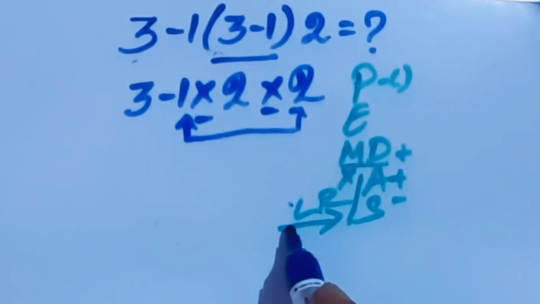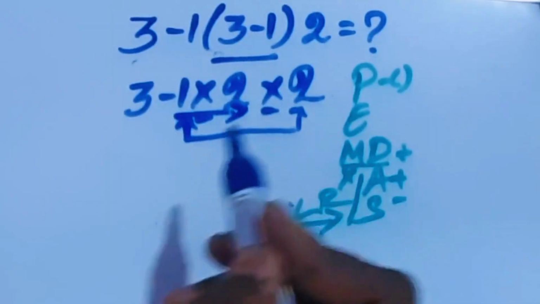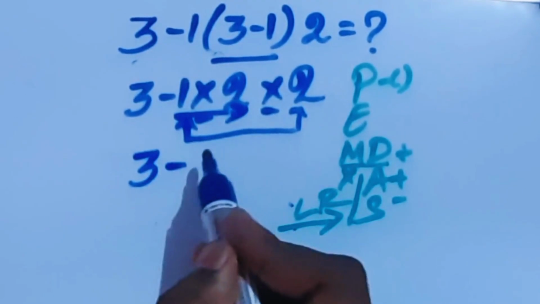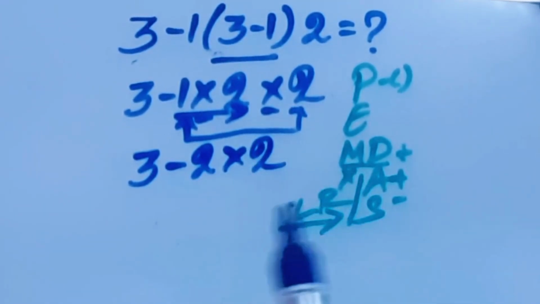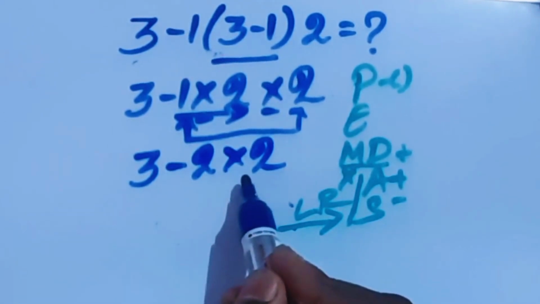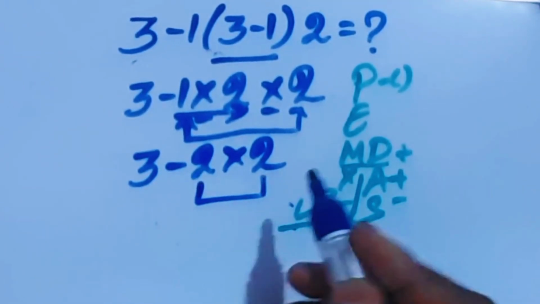We have to follow here the left to right rule. So left to right is this one. So 3 minus 1 times 2 is 2 times this 2 here. Now we have subtraction and multiplication. Multiplication is always higher priority than this subtraction. Now we have to do this now.